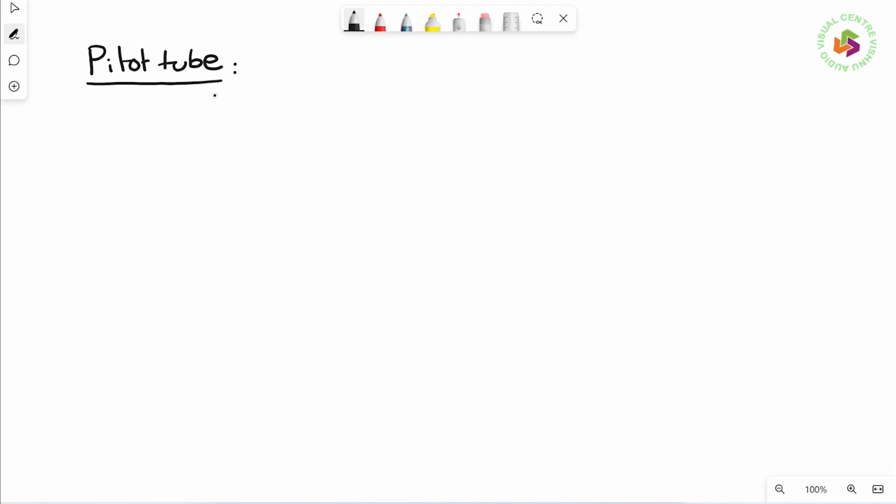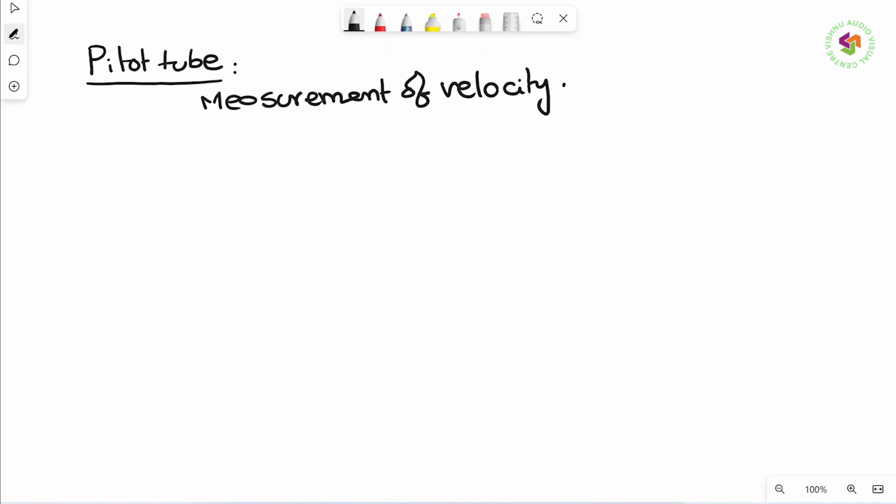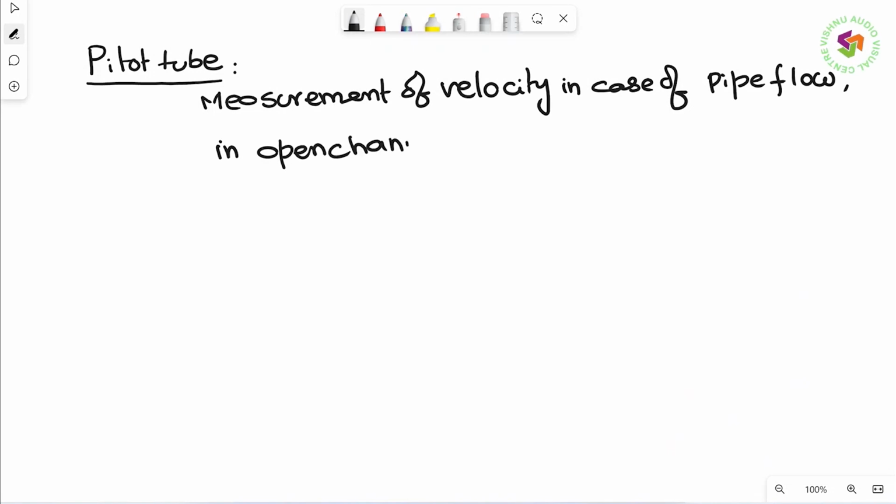It's a device used for measurement of velocity in case of pipe flow and in open channels. Open channels means you can take it as canals, basically. So, what is the principle actually on which this Pitot tube functions?